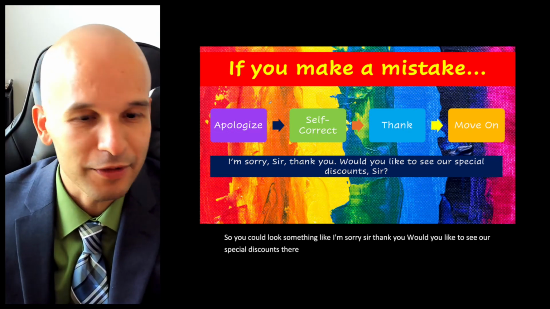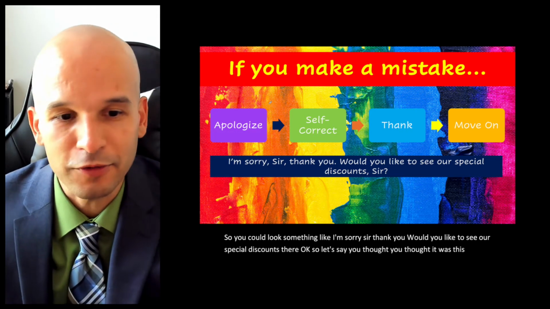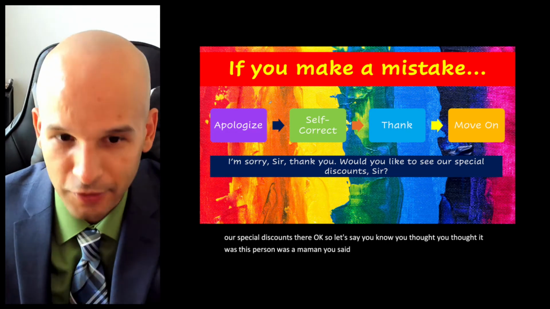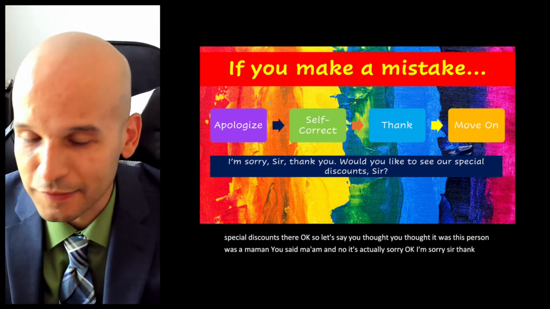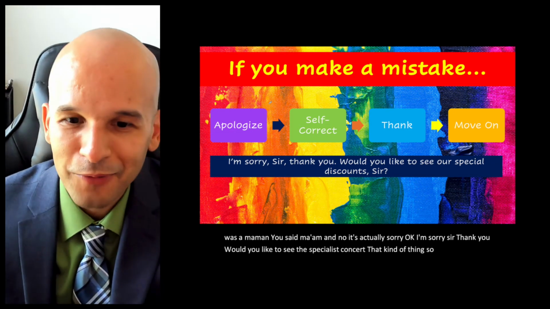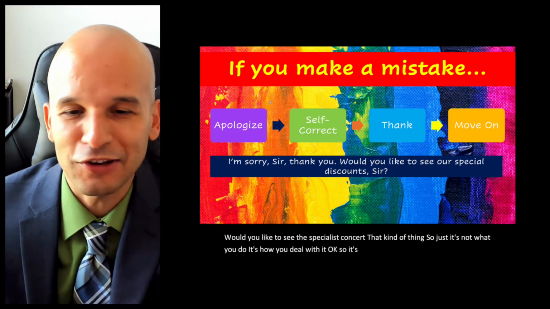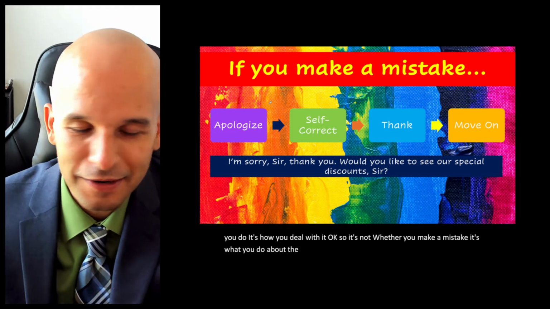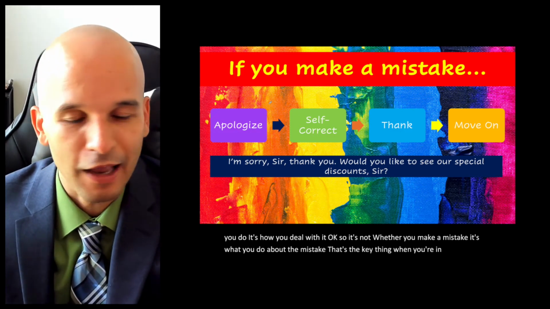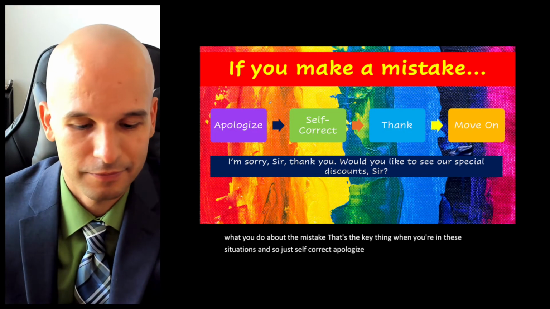Okay. So let's say you thought this person was a ma'am, and you said ma'am, and no, it's actually sir. Okay, I'm sorry, sir. Thank you. Would you like to see our special discount, sir? That kind of thing. It's not what you do, it's how you deal with it, okay? So it's not whether you make a mistake, it's what you do about the mistake. That's the key thing when you're in these situations. And so just self-correct, apologize, thank, and move on.